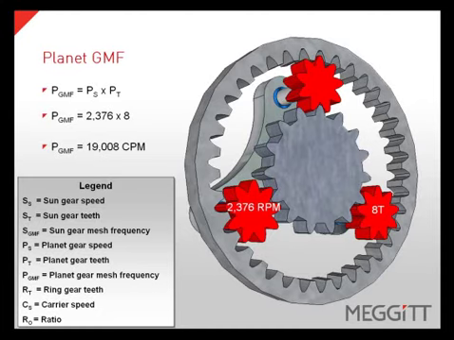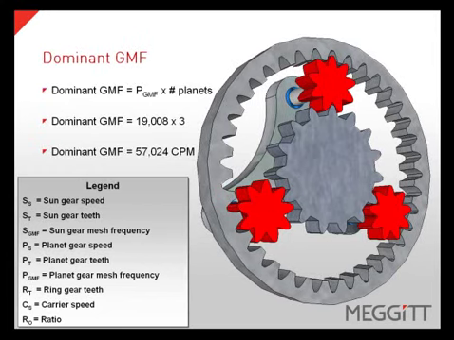Now that we know the speed of our planet gear, we can calculate the planet gear mesh frequency. To calculate the planet gear mesh frequency, we multiply the planet speed by the number of teeth on the planet gear. In our example, we would multiply 2,376, the speed of our planet gear, by 8, the number of teeth on our planet gear, to get a planet gear mesh frequency of 19,008 CPM.